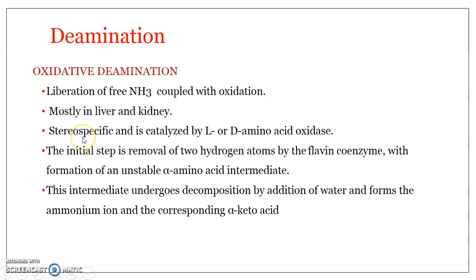The process is stereospecific. It is catalyzed by L and D amino acid oxidases. These enzymes are stereospecific in the sense that L amino acid oxidases act upon L amino acids, and D amino acid oxidases act upon D amino acids. The first step is the removal of two hydrogen atoms by the flavin coenzyme with the formation of an unstable intermediary alpha imino acid intermediate. This intermediate undergoes decomposition by addition of water and forms the ammonium ion and the corresponding alpha keto acid.